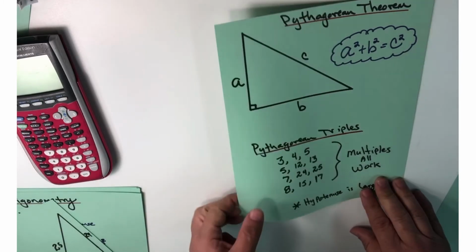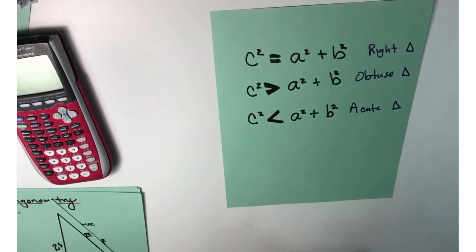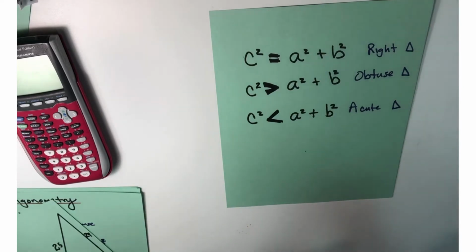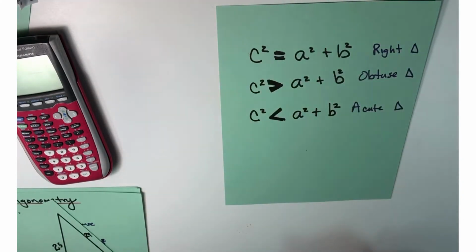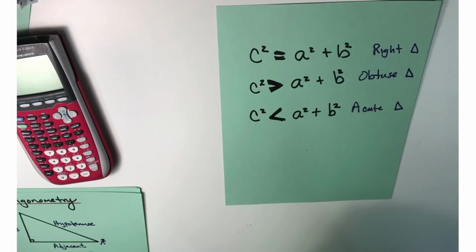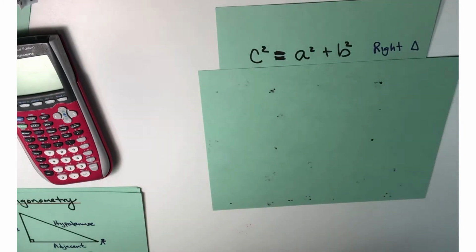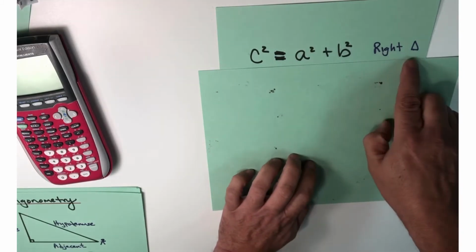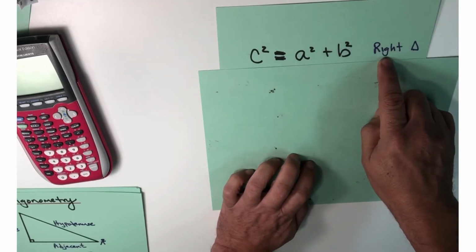One last bit of information about the theorem itself, and that is that it can also be used to determine whether triangles are right, obtuse, or acute. The Pythagorean theorem only works when it is a right triangle. So obviously, if c squared is equal to a squared plus b squared, that means that this triangle must be a right triangle, because the Pythagorean theorem only works with right triangles.